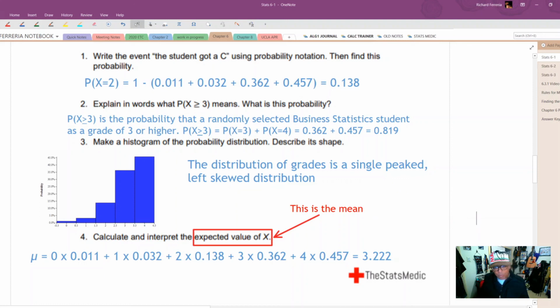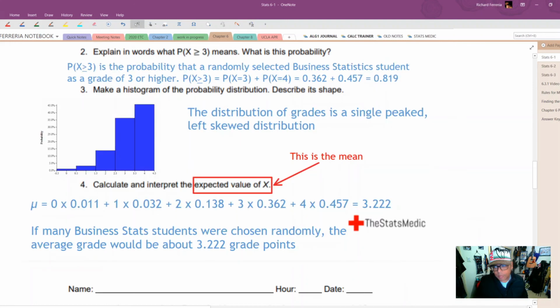And you're going to interpret this exactly the same way as you would interpret a mean. So this has to be a long-term interpretation. If many students in business stats were chosen randomly, the average grade would be about 3.222 grade points.